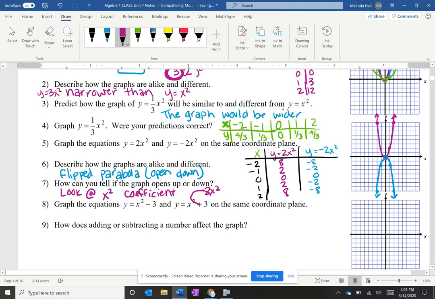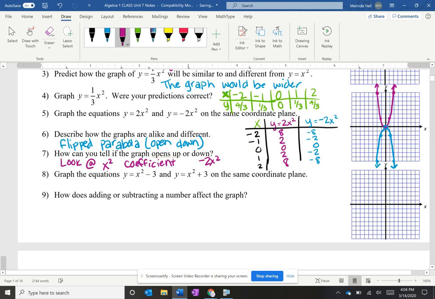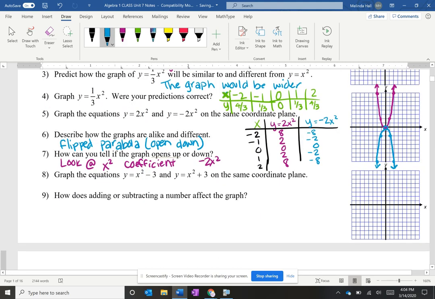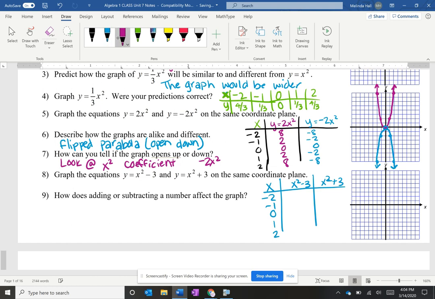Okay, so graphing the equations x squared minus 3 and x squared plus 3 on the same coordinate grid, if I have just the y equals x squared, that's going to be, hold on, and actually we will have x squared minus 3, x squared plus 3. Okay, and so still plugging in the same numbers, negative 2, negative 1, 0, 1, and 2.